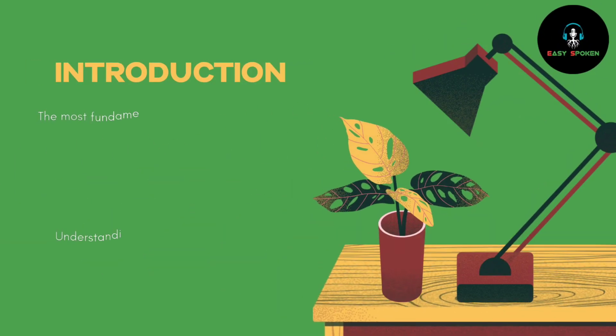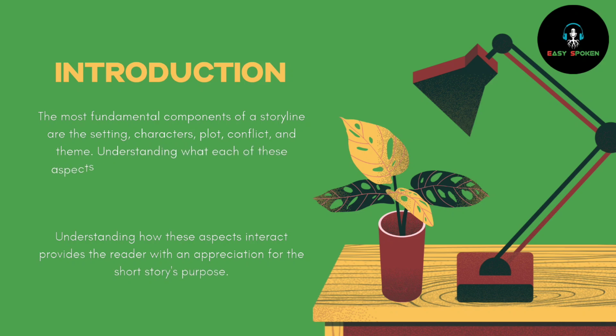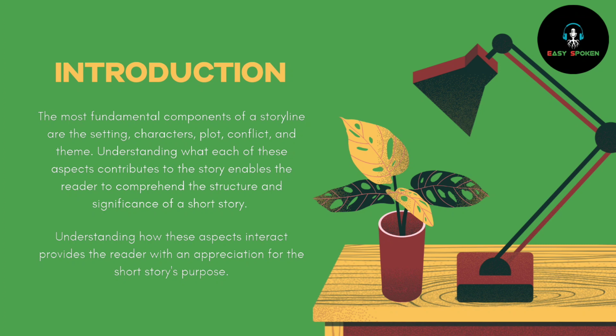Introduction. The most fundamental components of a storyline are the setting, characters, plot, conflict, and theme. Understanding what each of these aspects contributes to the story enables the reader to comprehend the structure and significance of a short story. Understanding how these aspects interact provides the reader with an appreciation for the short story's purpose.